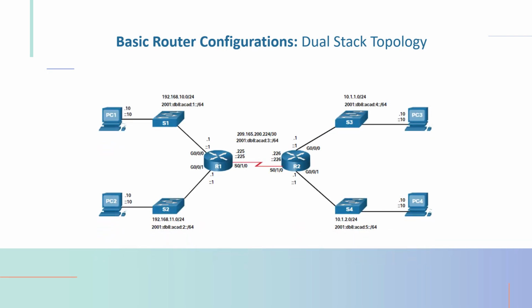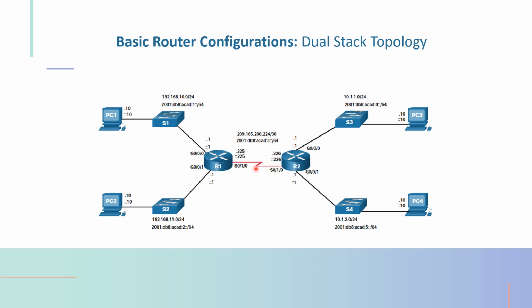Here there is an example with layer 2 switches supporting the LANs, and therefore we have multiple Fast Ethernet or Gigabit Ethernet ports, as you can see here. The dual stack topology in the figure is used to demonstrate the configuration of router IPv4 and IPv6 interfaces. As you can see here, we have router 1 and router 2. Router 1 supports 2 LANs and router 2 supports 2 LANs, and they are connected together with a link between router 1 and router 2 with a serial cable.